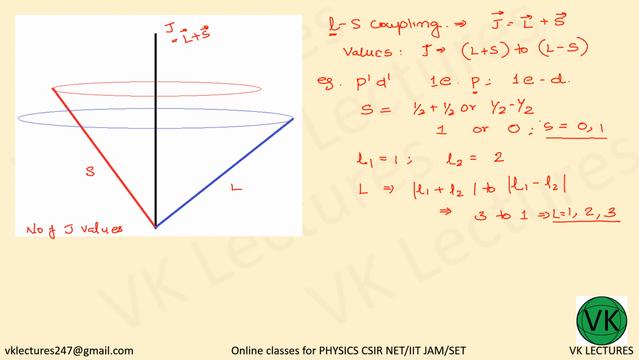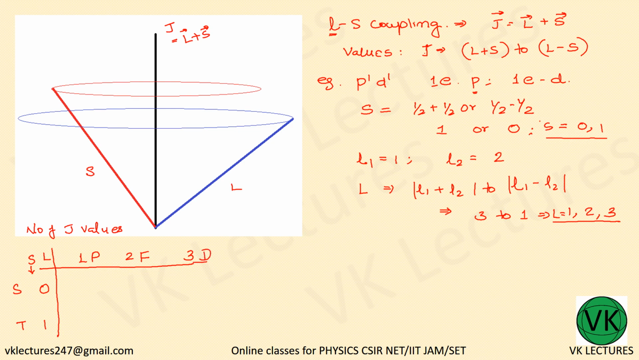For that let us draw a table here. So here we will write L, and on this side column we will write the spin. So we will start with 0 and 1. 0 is a singlet state, 1 is a triplet state, and L values are 1, 2 and 3. 1 represents the P state, 2 represents the D state, and 3 represents the F state.